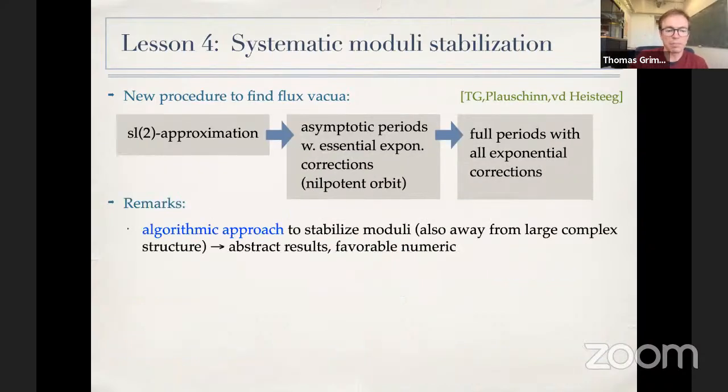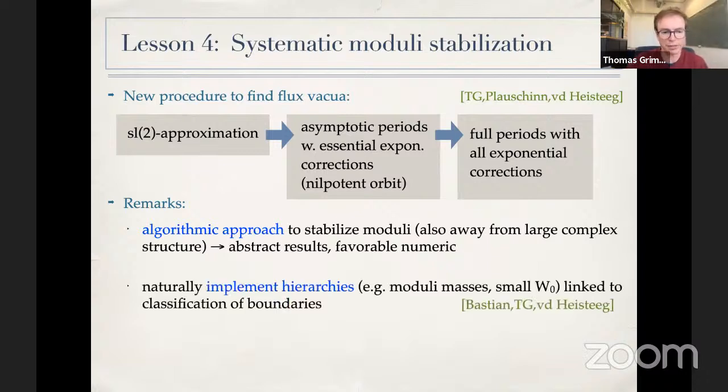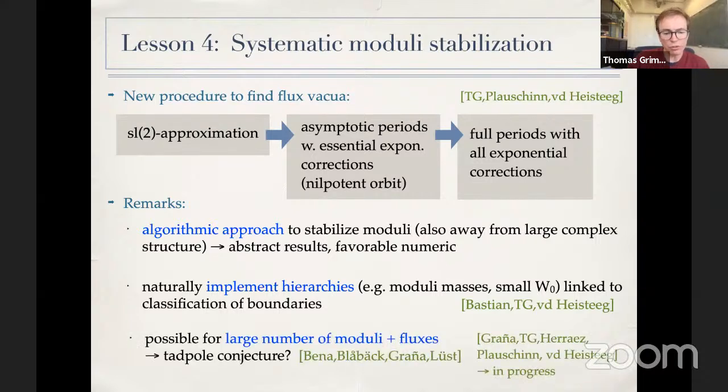So this is a very nice approach because it's completely algorithmic. It's also very abstract. You can do it in principle abstractly to an arbitrary number of moduli, but then you have a lot of unknown coefficients, but you know positivity constraints. But if you have an example, it also gives you favorable numerics. If you have many moduli, finding solutions to equations which have exponential terms is very hard. But if you have a good starting point, it could work better. It allows you to naturally implement hierarchies, as we recently discussed in this paper, where we discussed, for example, that these essential instantons can be used to construct small W0. And you can also do things for possibly large numbers of moduli and fluxes. And for example, recently there was this tadpole conjecture put forward.